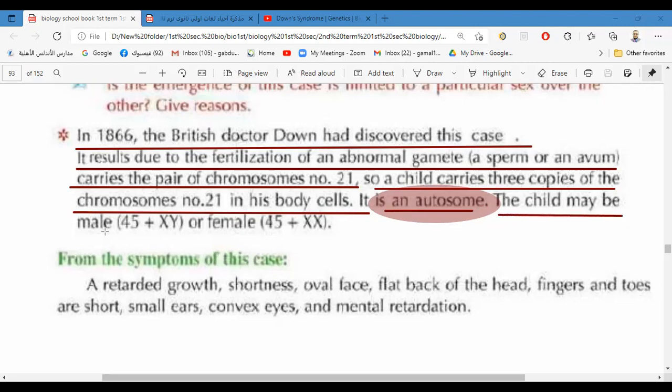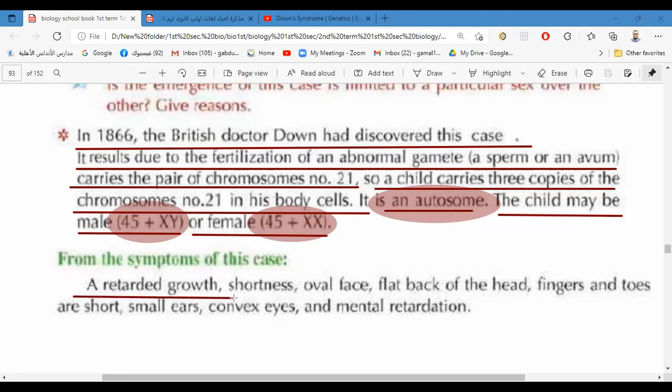The child may be a boy or a girl. He may be a boy, and he will have karyotype 45 plus XY. You remember the normal male has 44 plus XY. So the extra chromosome here is in the autosomes, not in the sex chromosome. And the Down syndrome female, if she has an extra chromosome in the autosomes, will be 45 plus XX. The normal female has 44 plus XX. The extra chromosome here is in the autosome pair number 21.